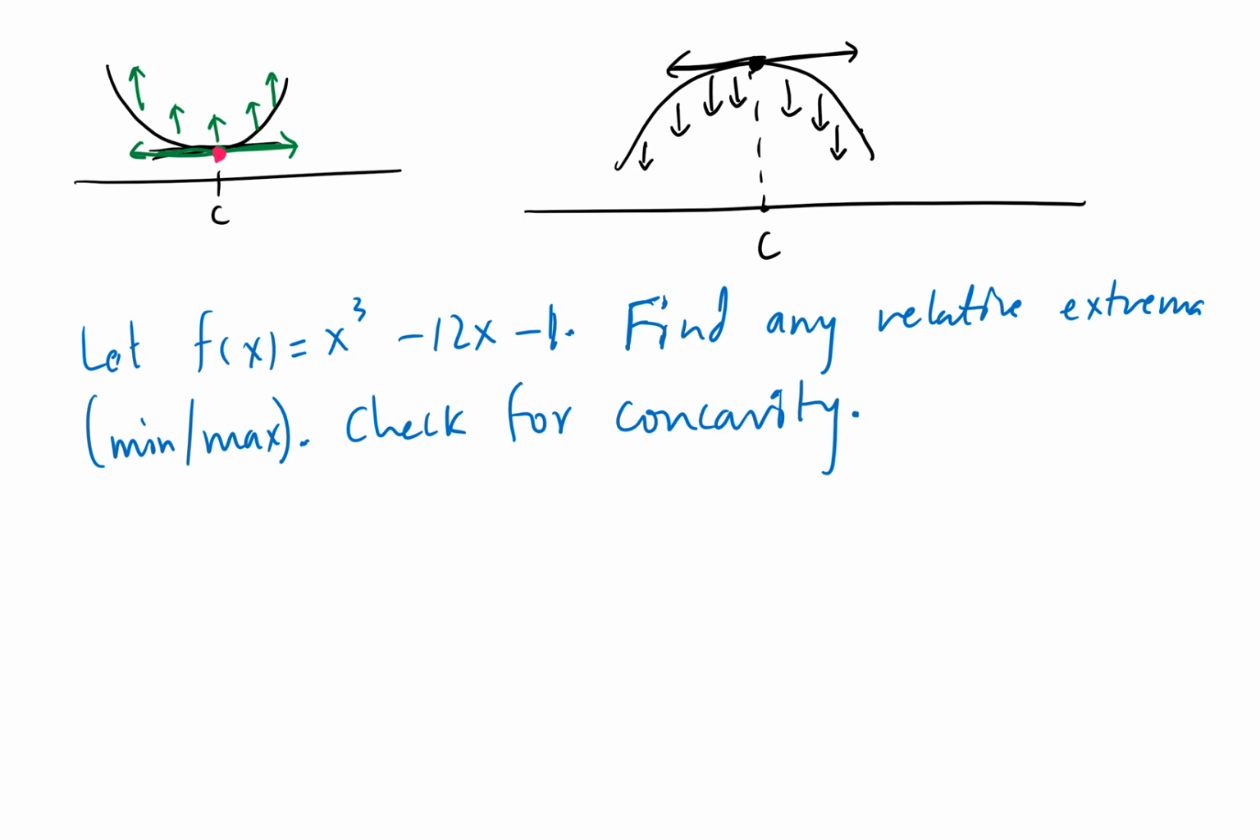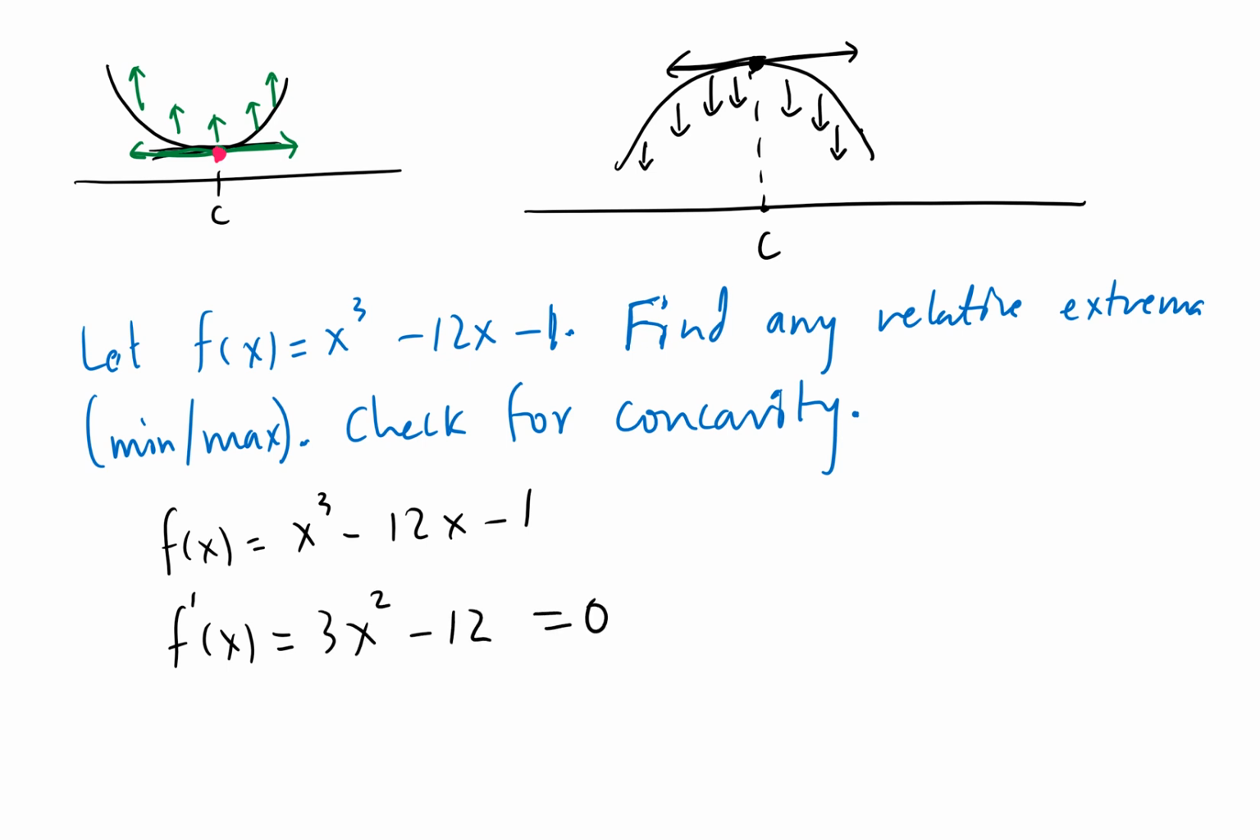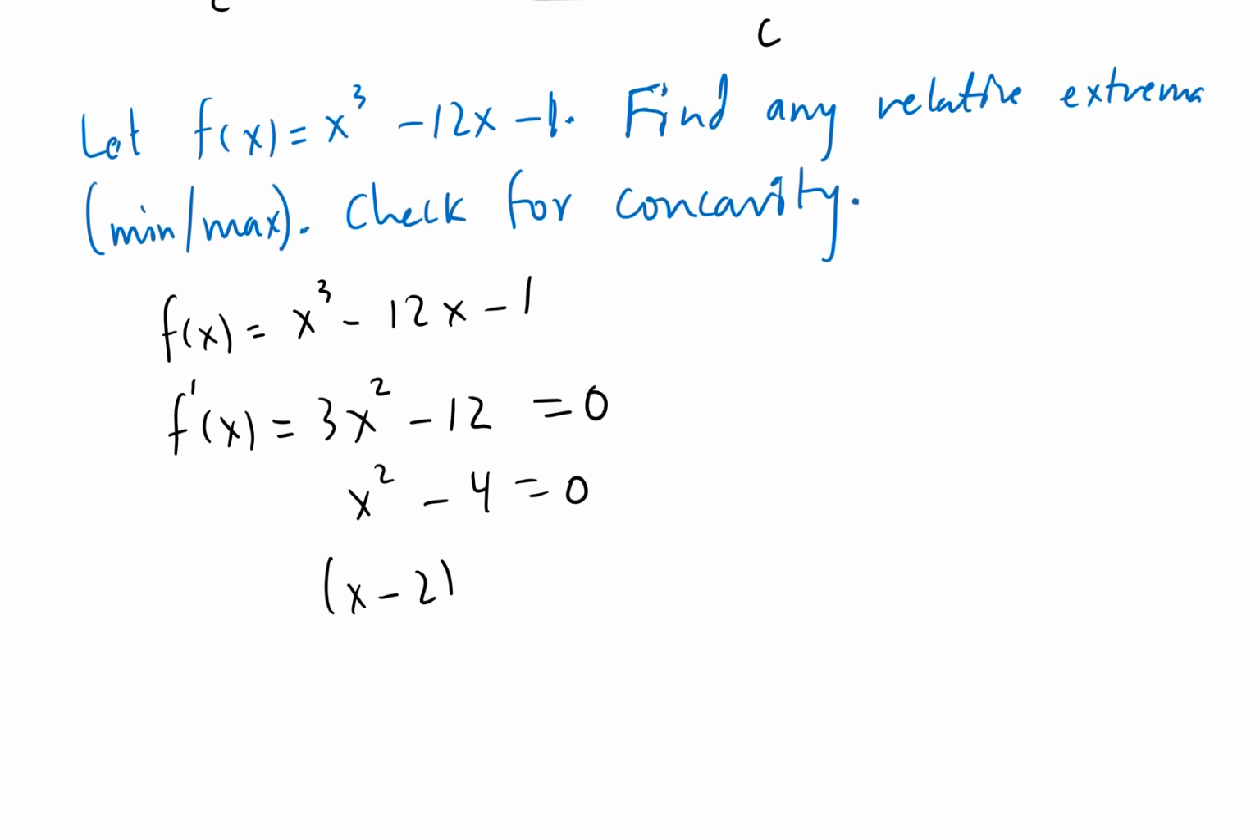Always, to find minimum and maximum, we need to find the critical numbers. That's the first step. So how do you find the critical numbers? From previous sections, we have the function x cubed minus 12x minus 1. We need to set the derivative equal to 0 for polynomial functions, which is 3x squared minus 12. If you set that equal to 0, you can divide everything by 3. And to solve this, we factor: x minus 2, x plus 2. We get x equals 2 or x equals negative 2. Those are called critical numbers.